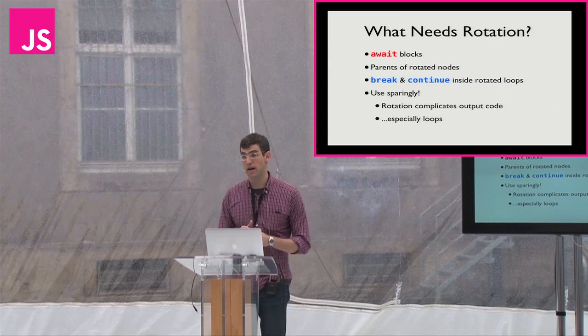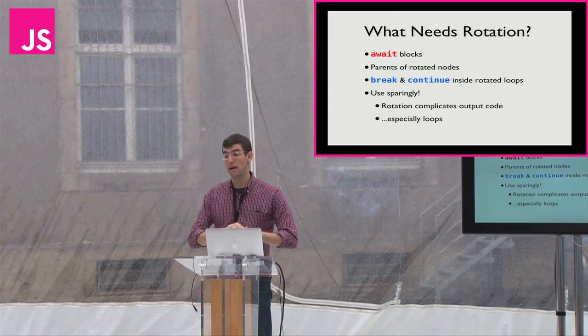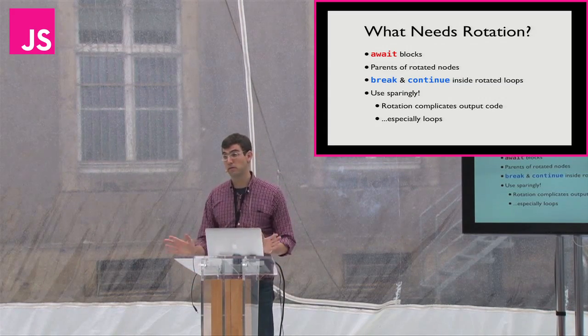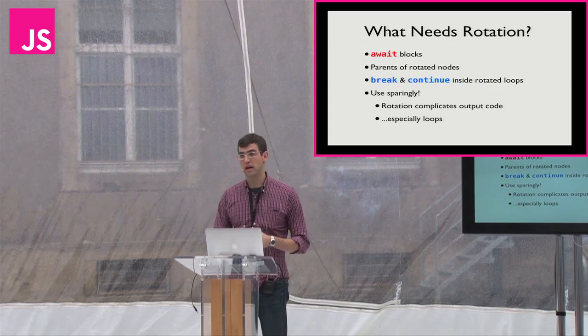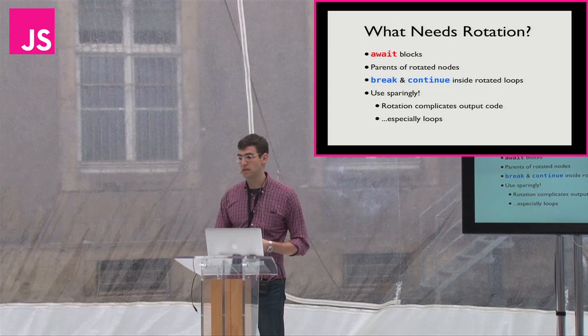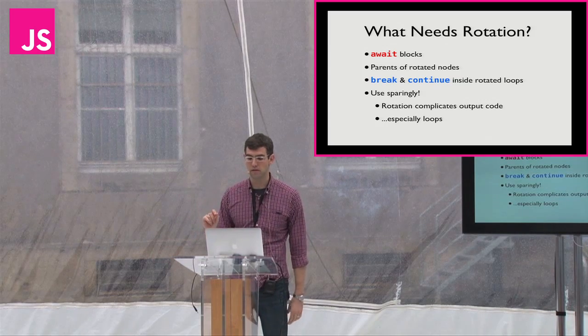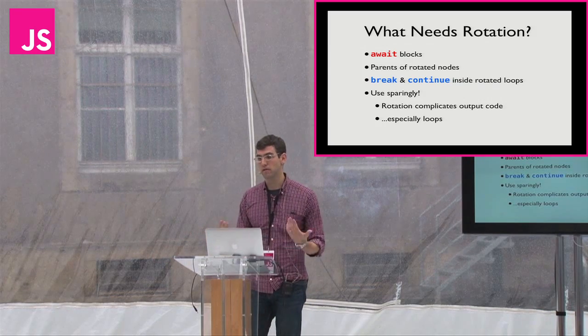You don't want to do this for every possible node in your abstract syntax tree, because things will really explode on you. So with a little bit of care, you can decide only which nodes need to be rotated and just apply those rotations to those nodes. And this helps keep the code as clean as possible.